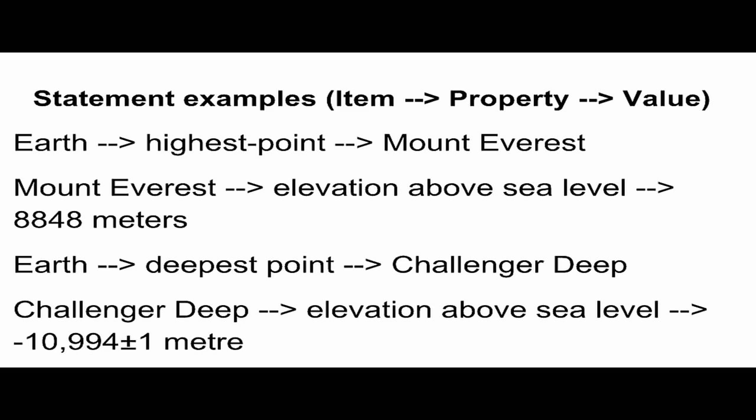Now, here's a second statement. This time, Mount Everest itself is the item that I'm describing, right? The topic has changed. Now I'm saying something about Mount Everest, and what I'm saying about Mount Everest is elevation above sea level. Sounds the same, but it isn't, right? Because the highest point on Earth answers the question, where? What, on the planet, is the highest point? It's Mount Everest. But how high that highest point is is a different piece of information.